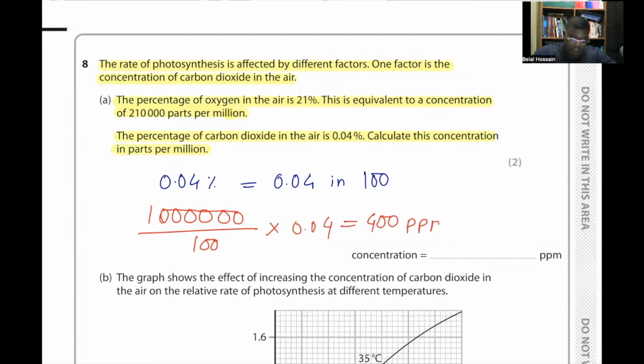So 400 ppm. Guys, if you haven't understood how the answer was arrived at, we had 0.04% of carbon dioxide, and whenever we use a percentage, it means out of 100. So we had 0.04 out of 100. Now the 100 is represented by a million when writing parts per million. So when there is 1 million and we divide it by 100, and then multiply the resulting answer by 0.04, we get the parts per million answer. So 400 ppm is the answer.